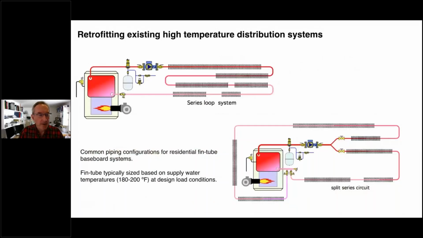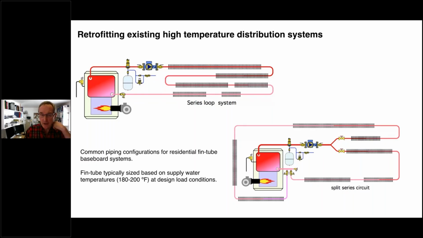Let's talk about the pipe geometry a little bit. These are two common legacy pipe arrangements. The top one is just a simple series loop where you come out of the boiler, typically a circulator, you go through all the fin tube in one long circuit, come back to the boiler. The lower one is sometimes seen, it's called a split series circuit. The idea is that one of these loops goes around one side of the house, the other one goes around the other side of the house, and then they come back together at the boiler.